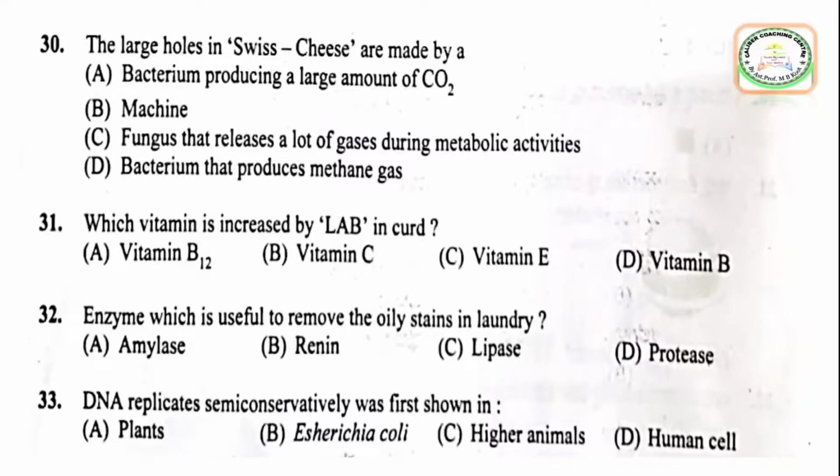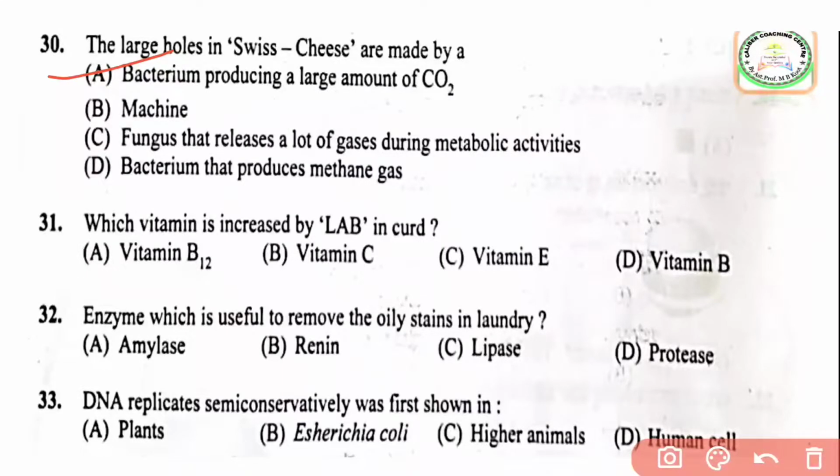The large holes in Swiss cheese are made by: bacterium producing a large amount of CO2, machine, fungus that releases a lot of gases during metabolic activities, bacterium that produces methane gas. So the answer for this question is option A, bacterium producing a large amount of CO2.